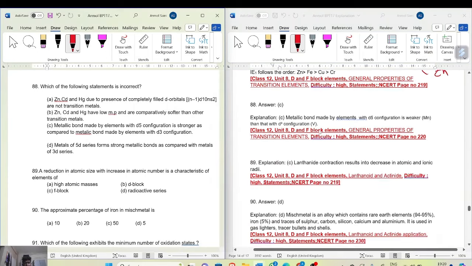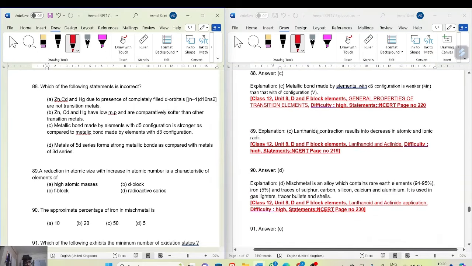Question number 88. Which of the following statements is incorrect? So again we have to tell the incorrect statement. A: zinc, cadmium, mercury, due to the presence of a completely filled d orbital, are not transition metals. And the second statement: zinc, cadmium, mercury have low melting points and are comparatively soft compared to other transition metals.